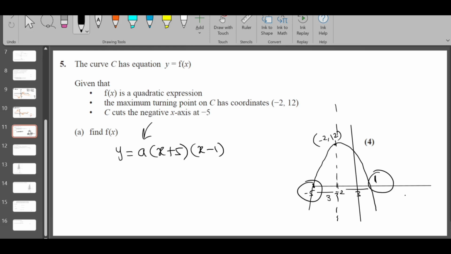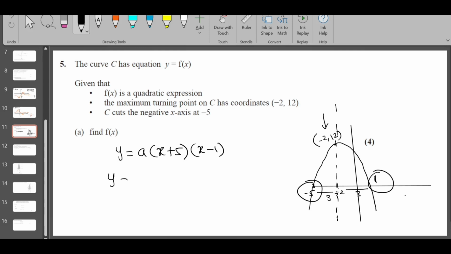Why do we put a here? Because the coefficient of x squared can be any number. So we need to find a using the turning point. If you sub in the turning point here, you can find the value of a. There is one more method. You can use this method also. y is equal to a times (x plus 2) whole squared plus 12. That's just the completing the square method, right? You can write this form also, but the first is a lot easier actually.